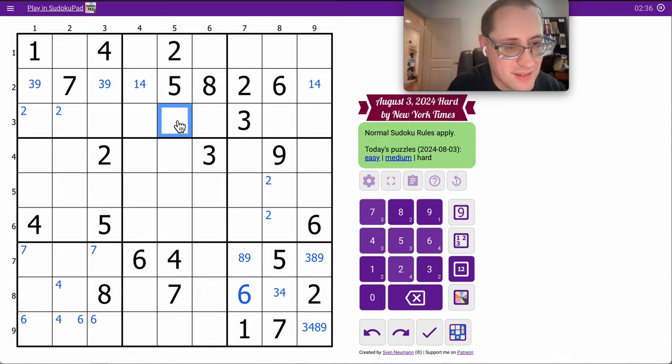Region 1. Oh, can't have 2, 5, or 8 here. Because that's a 3, 9. 2, 5, 8 must go here. Well, no, there are 4 cells. Darn it. 1, 3, 4, 7, 9. I need 2, 5, 6, and 8. Unfortunately, 6 can go in any of those cells.